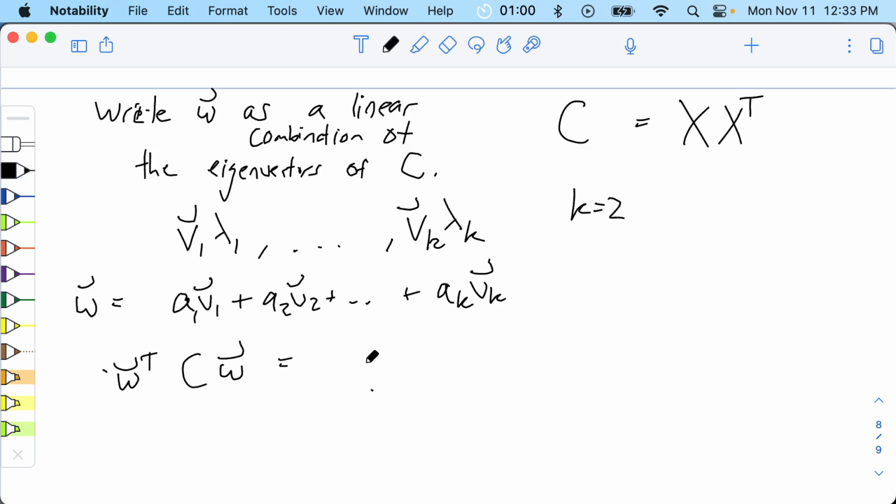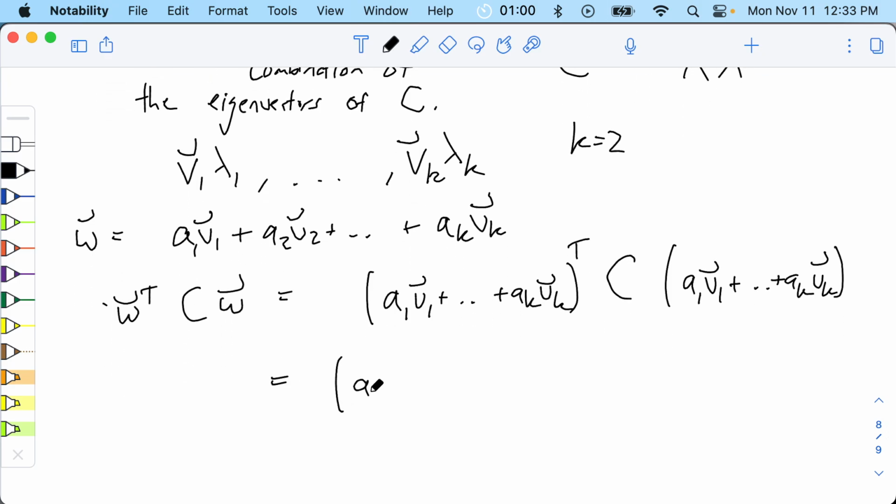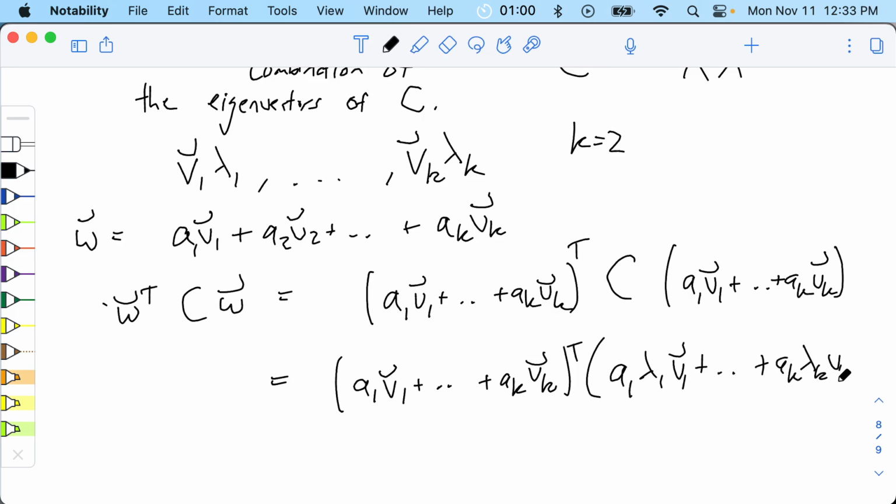Well, it's going to be A1 v1 plus dot dot dot plus AK vk times C times A1 v1 plus dot dot dot plus AK vk. And this thing is transposed. But now the matrix C, when you apply it to the A's and the V's, becomes something very nice, which is it just multiplies by lambda. So it just becomes A1 lambda 1 times V1 plus dot dot dot plus AK lambda k times Vk.